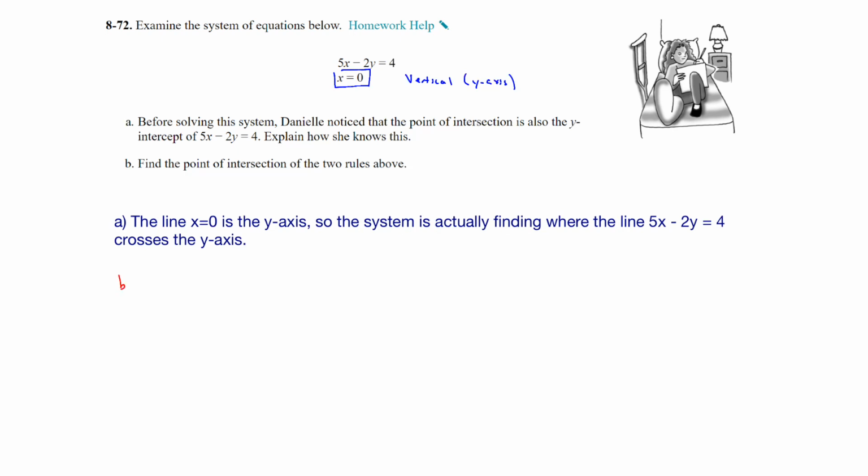All right, and then part B, find the point of intersection of the two rules from above. So we could just plug 0 in, since we know what the x value is, and if you think about that, if you're plugging 0 in for x, you're finding the y-intercept. So we get negative 2y equals 4, divided by negative 2, and y is equal to negative 2. So therefore, the point of intersection would be (0, negative 2). Yes, it is the y-intercept of 5x minus 2y equals 4, and we plug 0 in to do that.